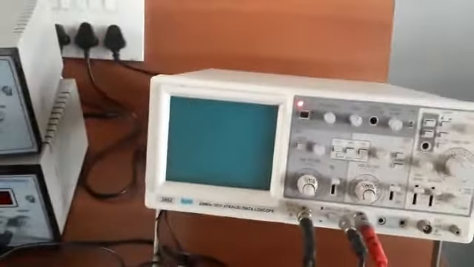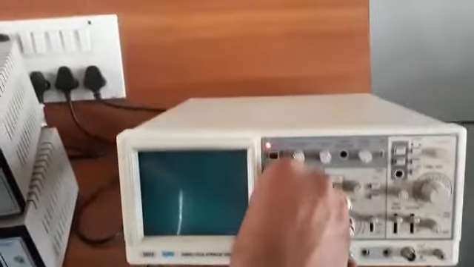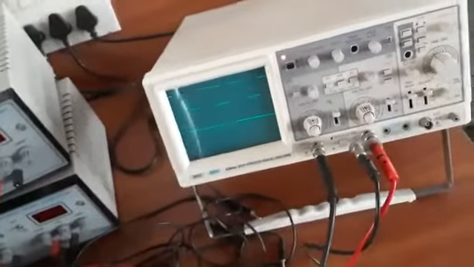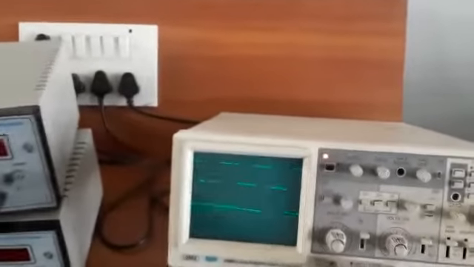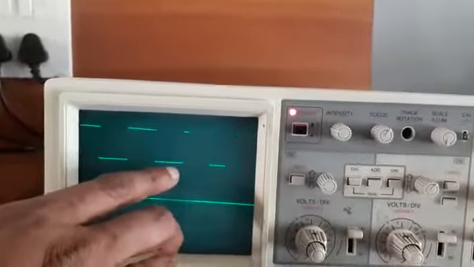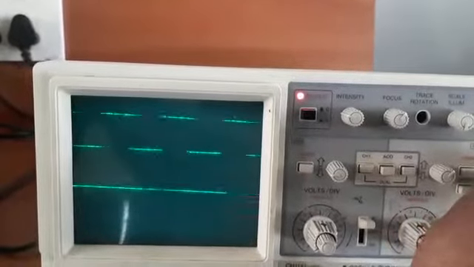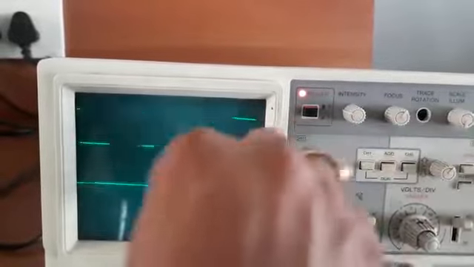The amplitude is 10 volt, and the frequency is 300 Hz.